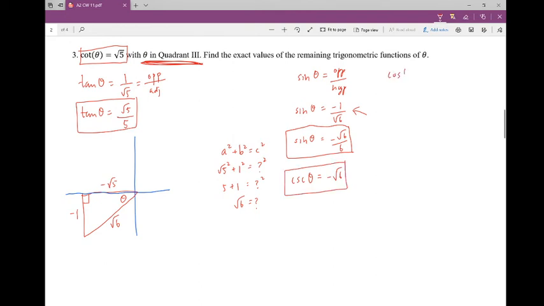Alright, let's find cosine of theta. Cosine of theta is, SOH CAH TOA, or adjacent over hypotenuse. The adjacent side is negative square root of 5, the hypotenuse square root of 6. We're going to rationalize the denominator and get negative square root of 30 over 6. Again, to find its reciprocal function, or secant of theta, I'm not going to use this value, but rather this one, since it's easier to flip.